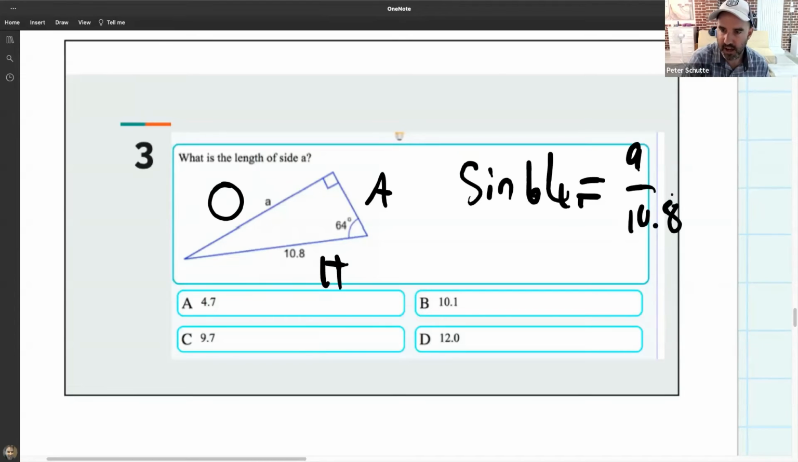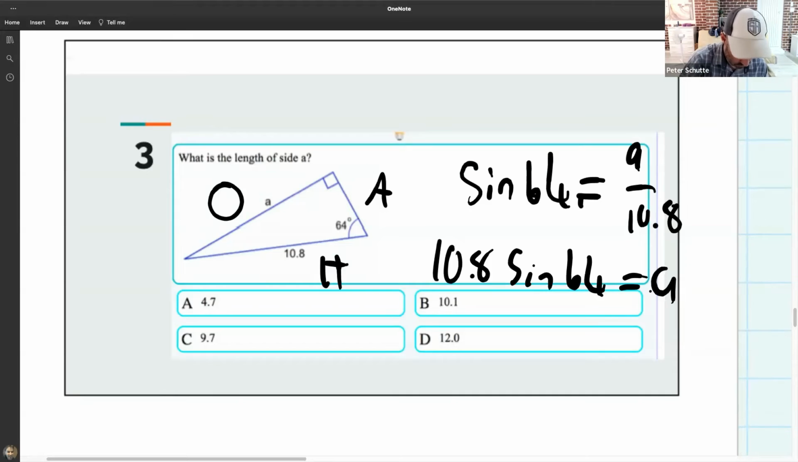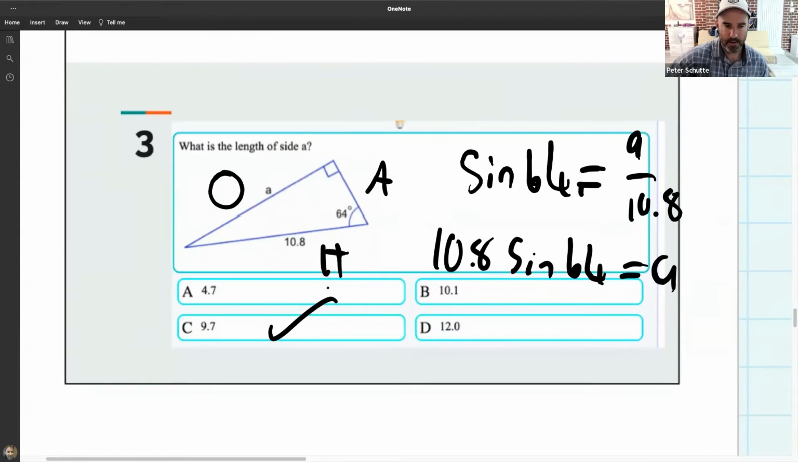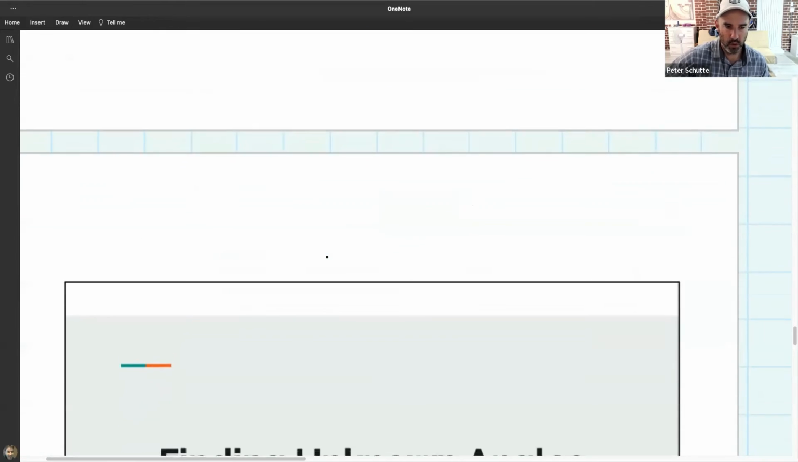And then if I multiply both sides by 10.8, I end up with 10.8 times sine of 64 is A. Sine of 64, I get 9.7, which is C. You guys are all on fire here. So it's C. Okay, Coco, anything from you?